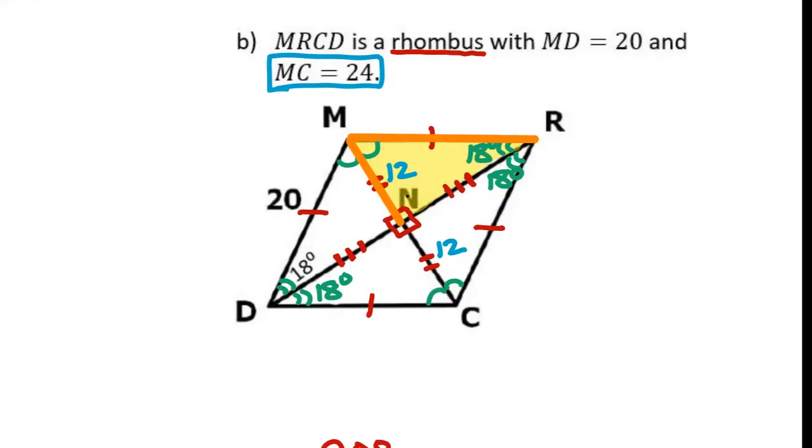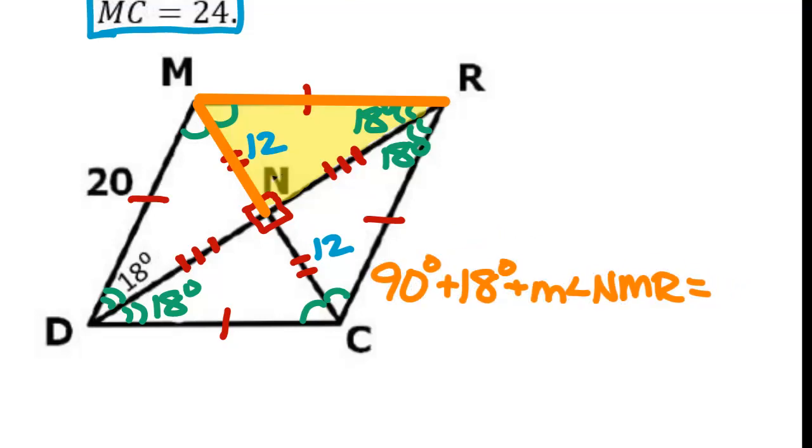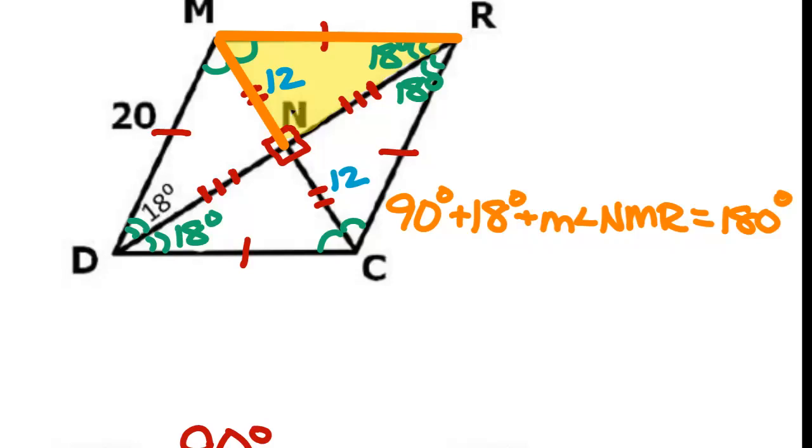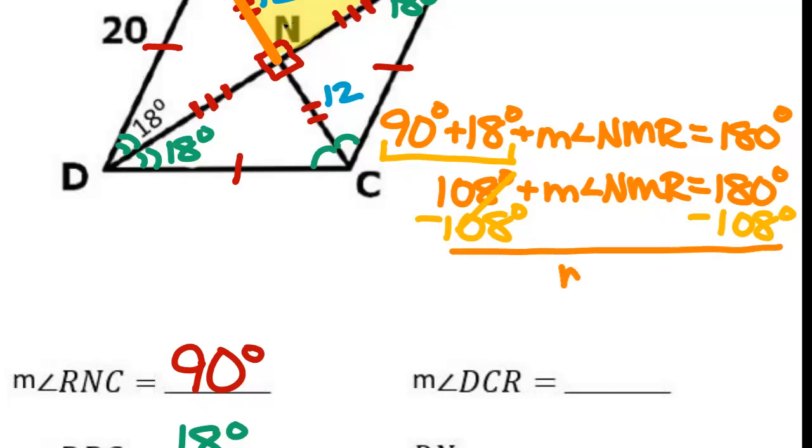I can say 90 degrees plus 18 degrees plus the measurement of angle NMR is equal to 180 degrees. What is 90 plus 18? 108. So 108 degrees plus the measurement of angle NMR is equal to 180. And then I subtract 108 from both sides. We get 72 degrees, absolutely correct.